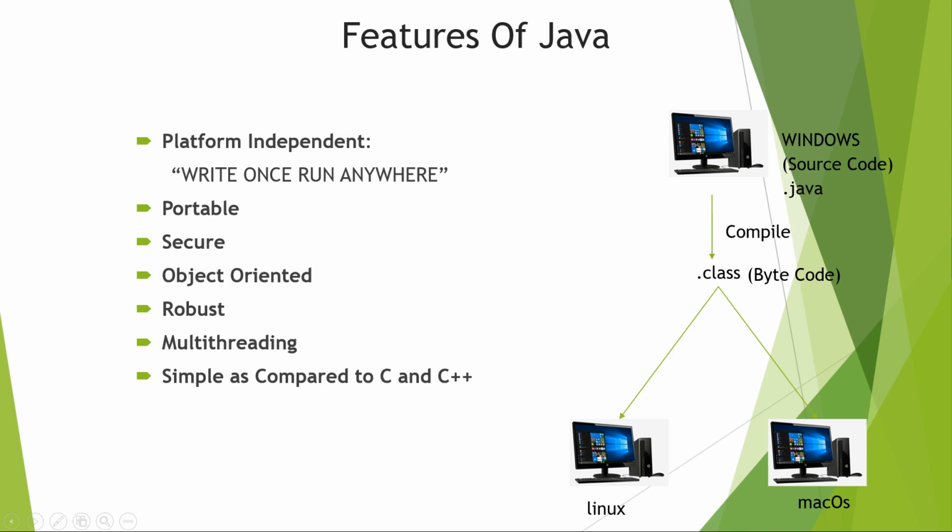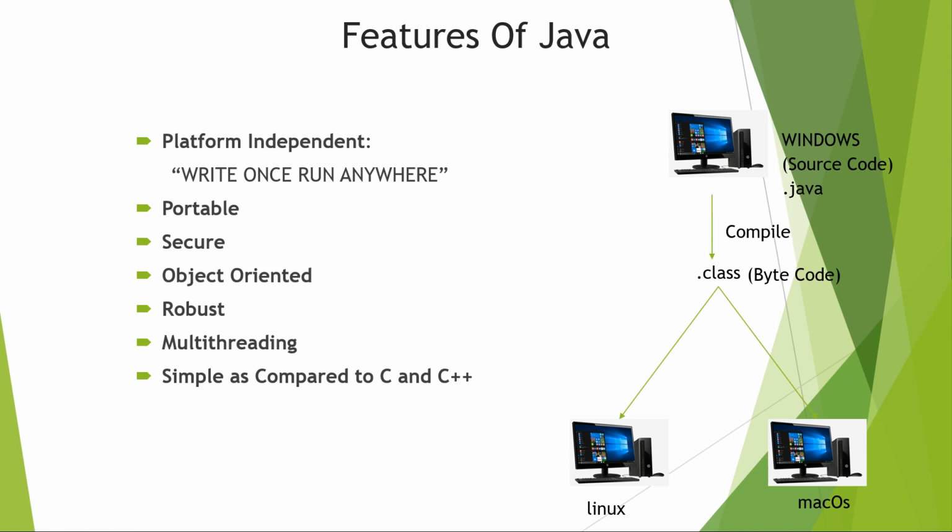Suppose Linux has the JVM environment, and Mac OS does not have the JVM environment. Then the bytecode will run in the Linux environment, but this bytecode will not run inside Mac OS. So what have we done here? We wrote the program on Windows, and we are running that program on Linux. That is called platform independent.